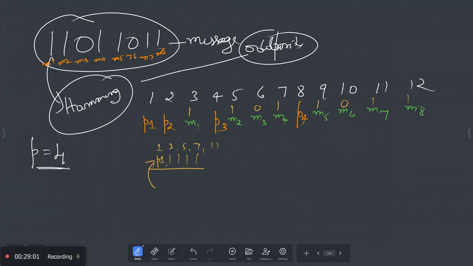Eleven is also 1. What should the total number of 1s be equal to? Oh, there's a 9 I'm missing, right? Yes. 1, 3, 5, 7, 9, 11. Exactly, all ones. So what will be P1? 0. So P1 will be equal to 0. P1 is 0, so write 0.